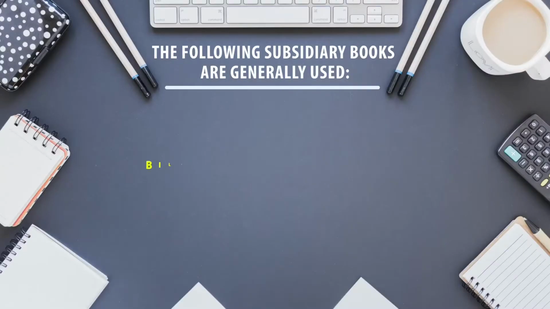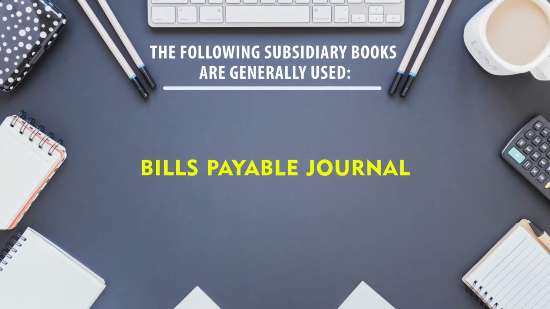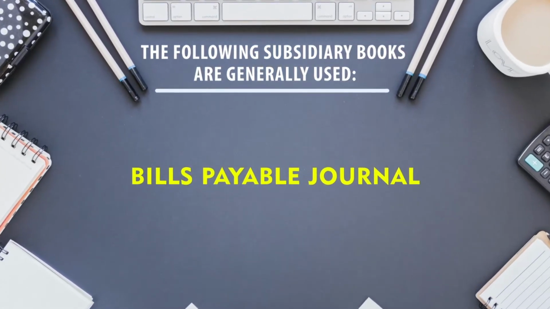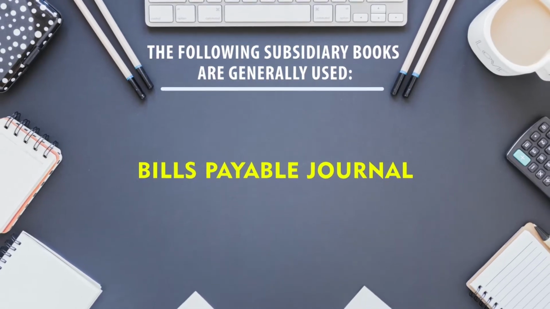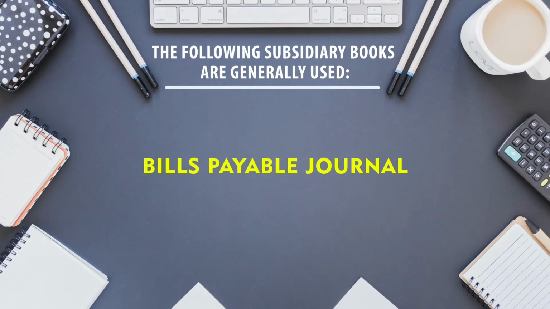Likewise, the bills payable journal. When we buy goods from the supplier on a credit basis, we give a note to our supplier that we will make the payment of rupees this much on such and such date. For that purpose the bills payable journal is maintained.